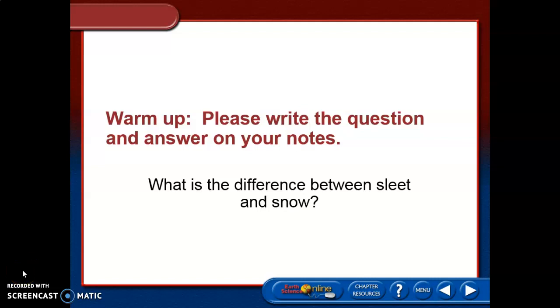Okay, guys, we're back to weather. So on your notes here, please write the question and answer it for me. What is the difference between sleet and snow? Because I know in the wintertime, we're always wondering what we are going to get. So this is a kind of a thought question here. Feel free to pause this show here so you can write it down and then move forward.